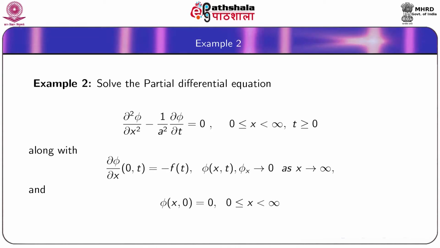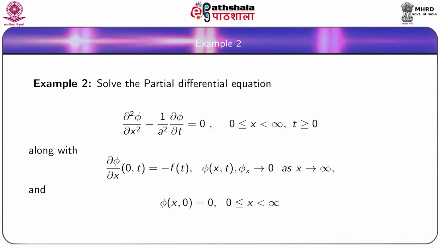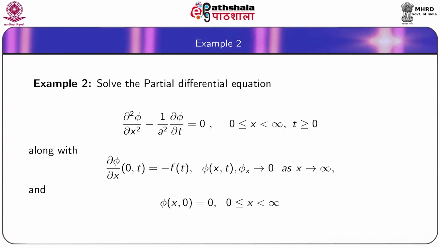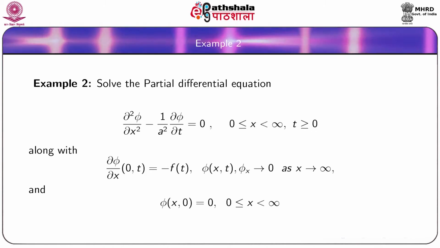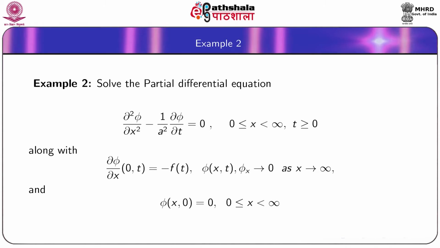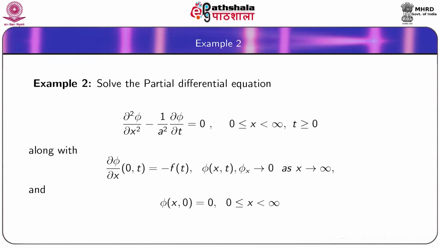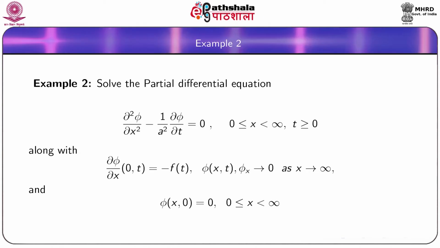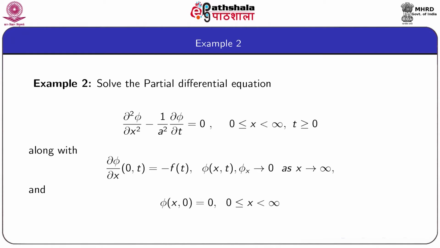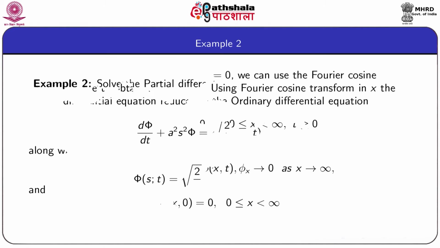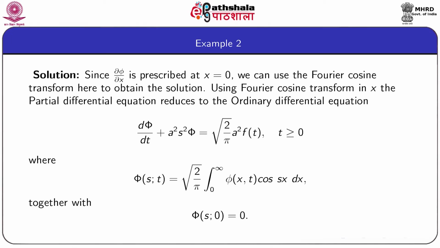So, since the range of x is from 0 to infinity, to solve this differential equation, we have to use either Fourier sine transform or Fourier cosine transform. Now, here we see that del phi del x at x equal to 0 is prescribed. So, we will use Fourier cosine transform here to obtain the solution.